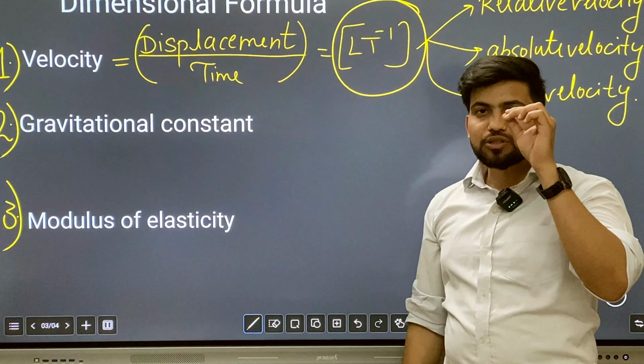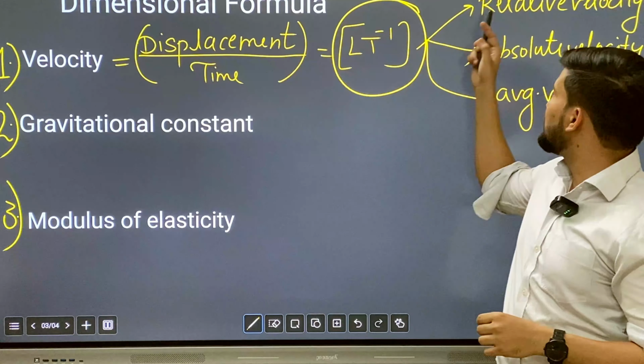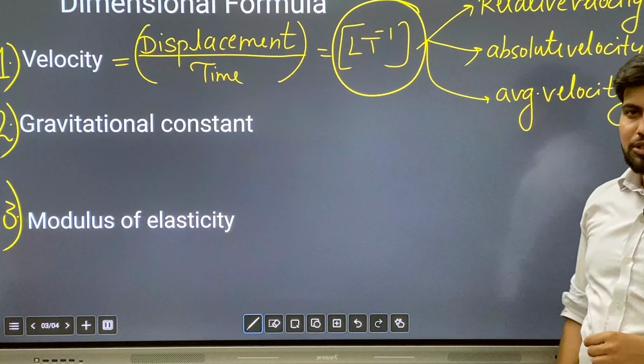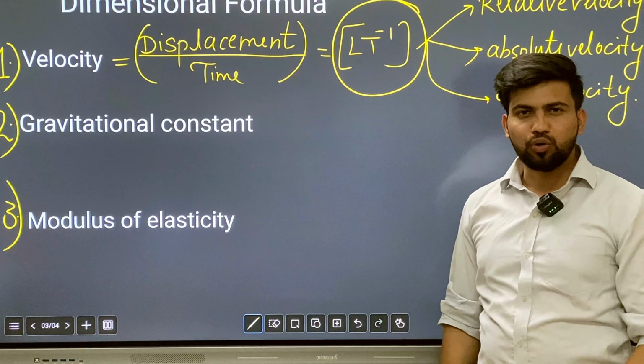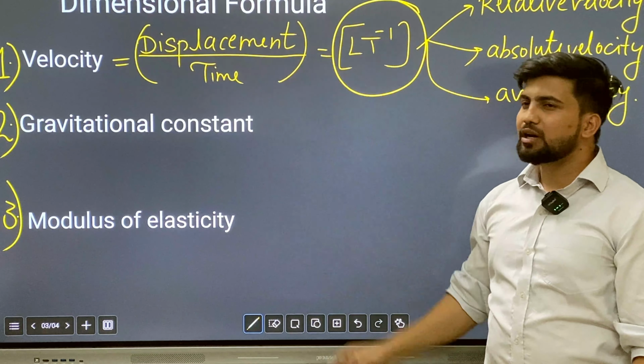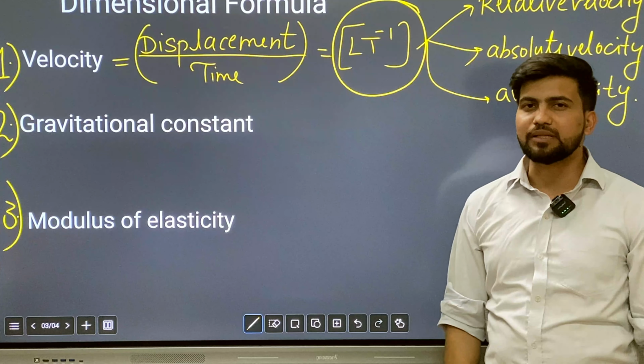तुम अब जाके वेलोसिटी का कैरेक्टर कुछ भी बदल दो, तुम जाके उसको रिलेटिव वेलोसिटी बोलने लगो या फिर एब्सोल्यूट वेलोसिटी बोलने लगो या एवरेज वेलोसिटी बोलने लगो, in each and every case the formula will remain same and the dimensional formula will also remain same.